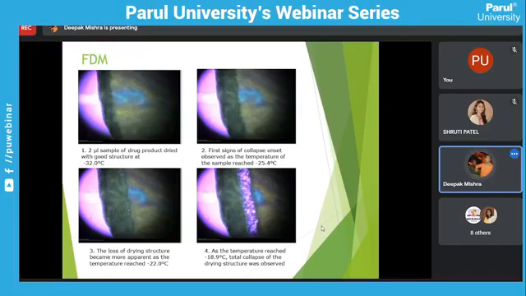You can see the collapse also increases in the third slide, the third process. The loss of dried structure becomes more apparent as the temperature reaches minus 22 degrees. If we go from minus 25 to minus 22, you can see the difference: the collapse area has increased. And in the last image, you can see that as the temperature reaches minus 18.9, the total collapse of the dried structure was observed. So we can see here in the middle line that the structure has totally collapsed.